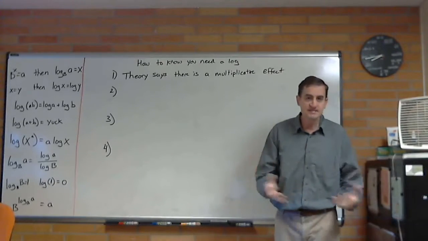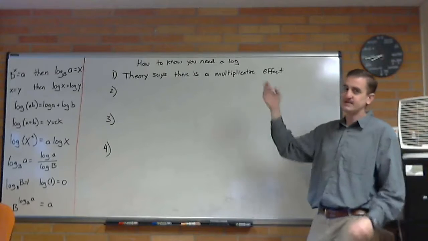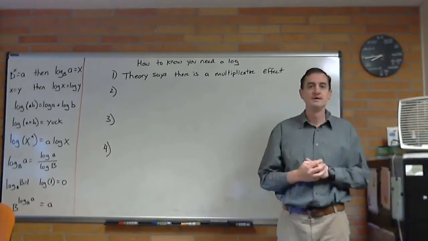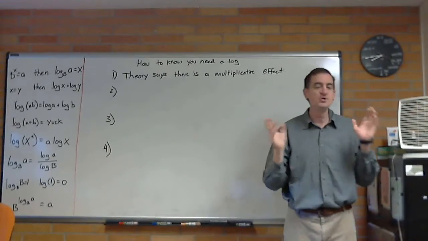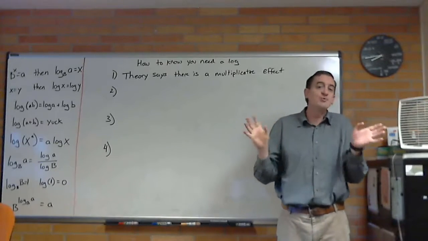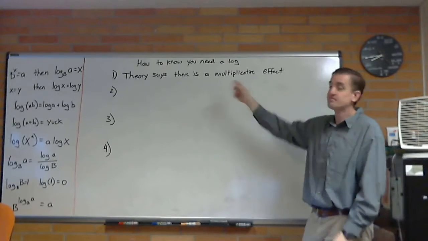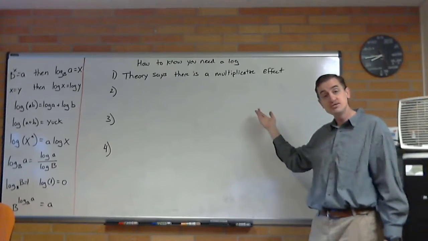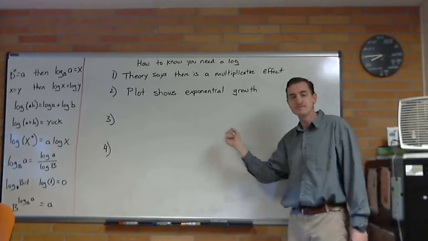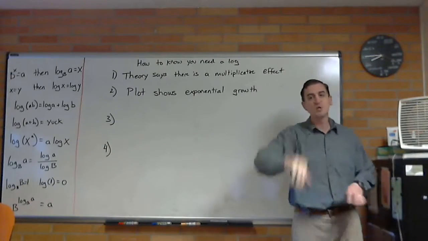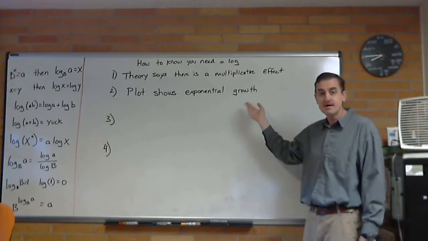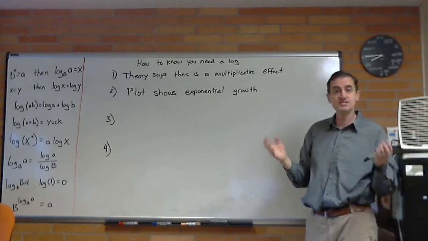In this class, in the methods course, we don't always get that advantage. We don't get to find out that there is some expert who theoretically knows what the model should be. We're exploring the data, so we don't get to use number one very much, but we can try to look at the plot of the variables, and if you see this exploding, swooshing pattern, that might indicate that there's exponential growth, which indicates a log.